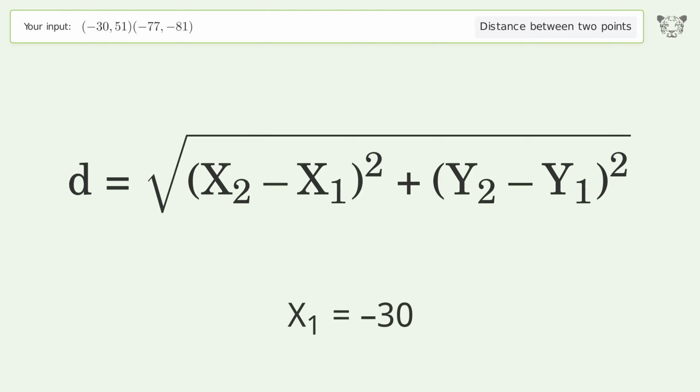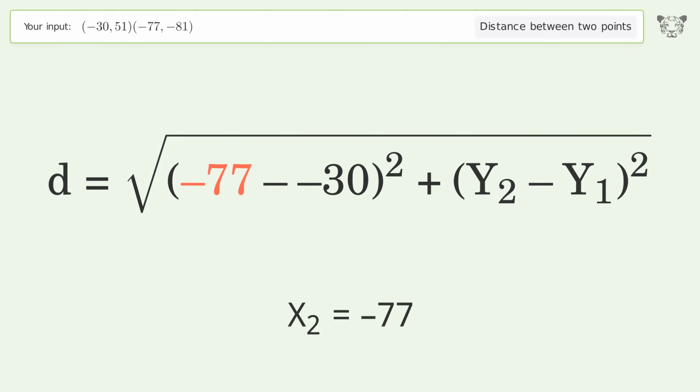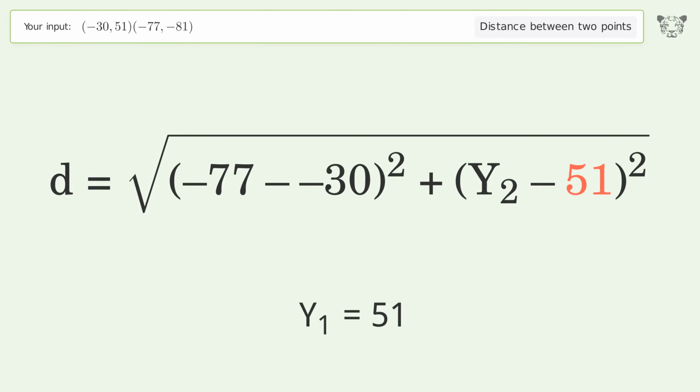x1 equals -30. x2 equals -77. y1 equals 51. y2 equals -81.